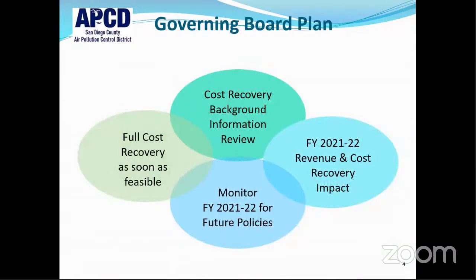In May of 2021, the San Diego Air Pollution Control District Governing Board focused on four main areas. Cost recovery background and historical information was reviewed, achieving full cost recovery as soon as feasible, fiscal year 2021-22 revenue and cost recovery projected impacts, and fiscal year 2021-22 revenue and cost recovery monitoring to help inform future policy decisions.